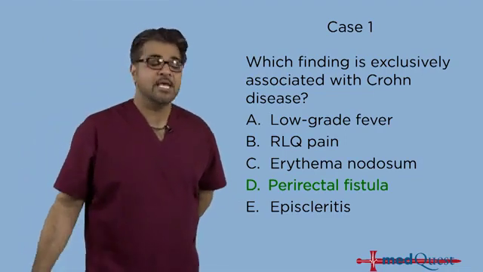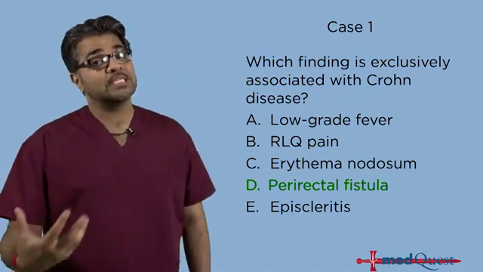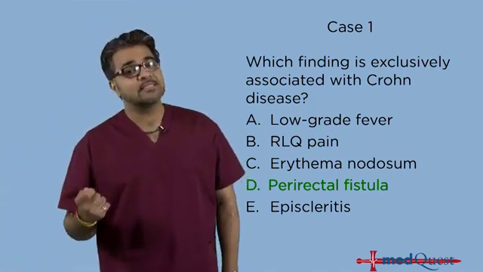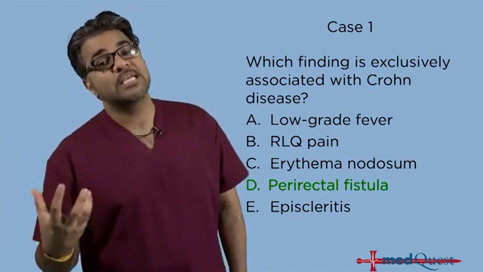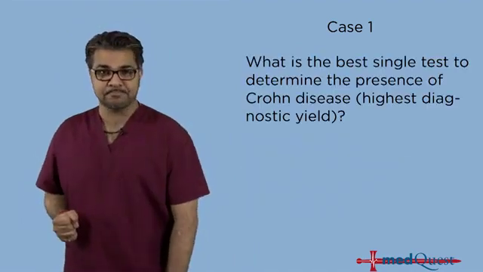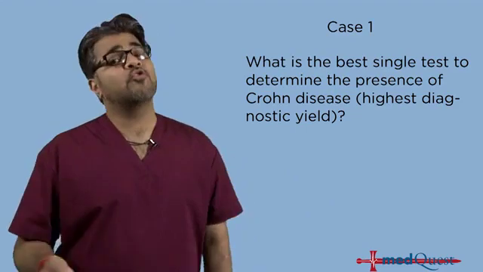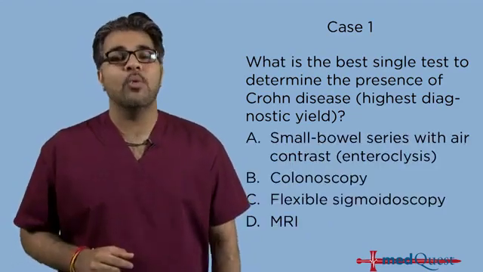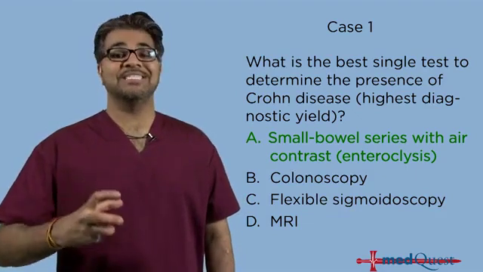Remember, GIFs: granulomas, intestinal involvement, fistulas, transmural, and good old S. What does S stand for in Crohn's disease? Well, it's going to be small bowel. S for small bowel, meaning the terminal ileum. Now, what is the best single test to determine the presence of Crohn's disease? The single best test? Well, that is going to be a small bowel series with air contrast, known as enteroclysis.